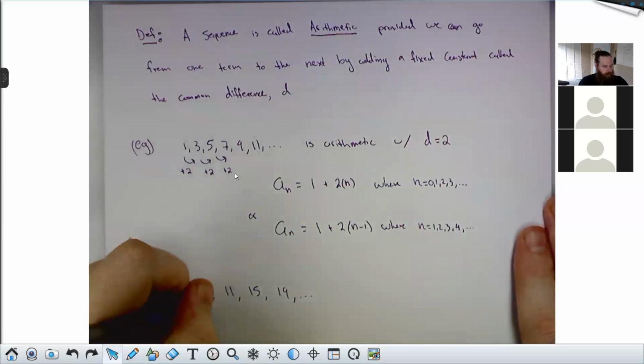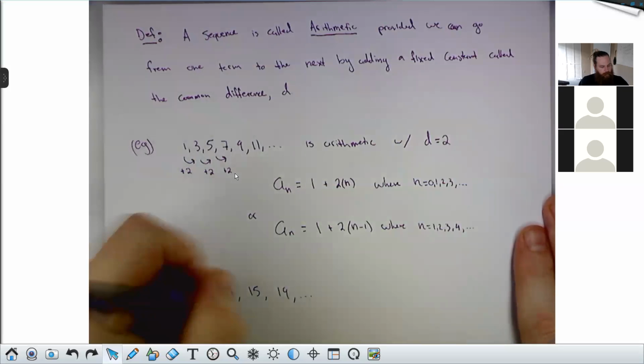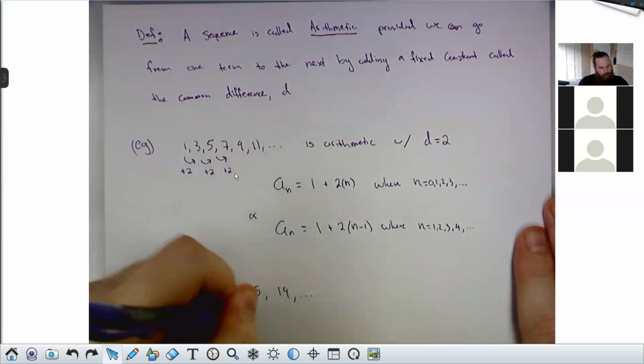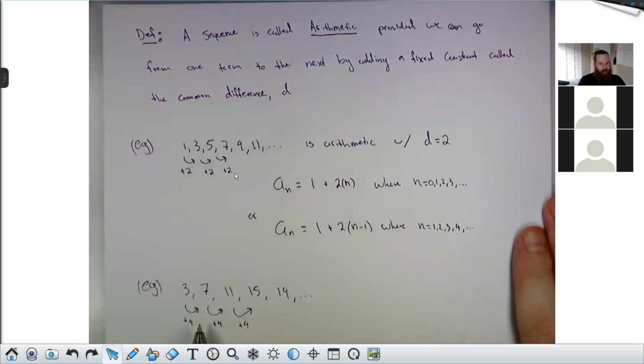3 plus 4 is 7. 7 plus 4 is 11. 11 plus 4 is 15. It's crucial that it's not just to go from 3 to 7, but also 7 to 11, also 11 to 15. You have to be able to go from any given term to the next term by adding that same constant. That's what an arithmetic sequence is.